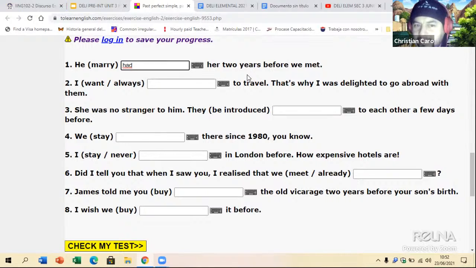He had married, or he had been marrying her 2 years before we met. Tamara says had married. All right. Constanza, had married. Who had said had married before? Had been married, says Tamara. Tomás says had married. There you go.